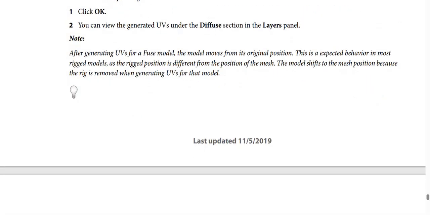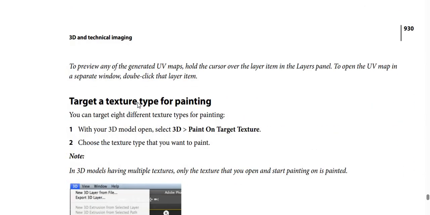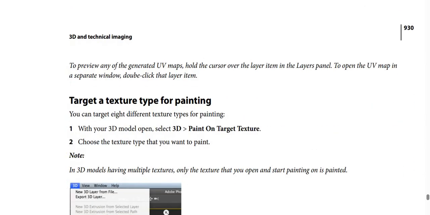After generating UVs for a fused model, the model moves from its original position. This is the expected behavior in most rigged models, as the rigged position is different from the position of the mesh. The model shifts to the mesh position because the rig is removed when generating UVs for that model. To preview any of the generated UV maps, hold the cursor over the layer item in the layers panel. To open the UV map in a separate window, you should double click that layer item.